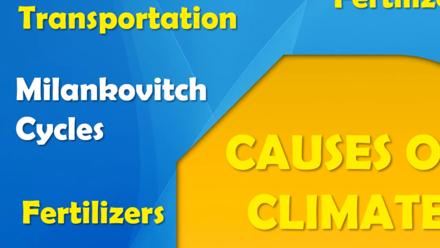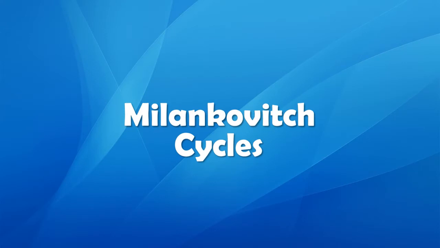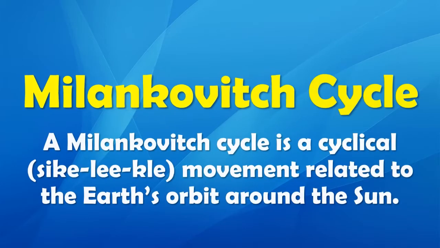What are the Milankovitch cycles? Milankovitch cycles are a very interesting natural cause of climate change. We're going to see them right now. The term Milankovitch cycle refers to a cyclical movement related to the Earth's orbit around the Sun. Cyclical meaning it happens in cycles. So let's take an investigation into what these cycles are. What are these movements and patterns that the Milankovitch cycle is causing?